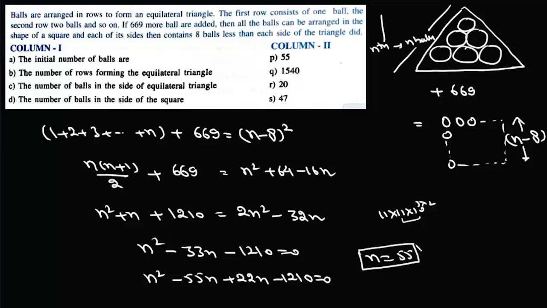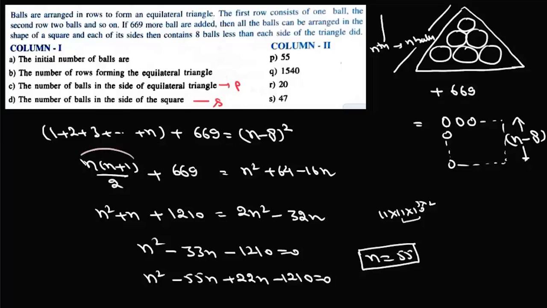So n equals 55. So the number of balls in the sides of the equilateral triangle will be 55. So this C matches with P. Now the number of balls in the side of the square is n minus 8. Now 55 minus 8 is 47. So this D matches with S.